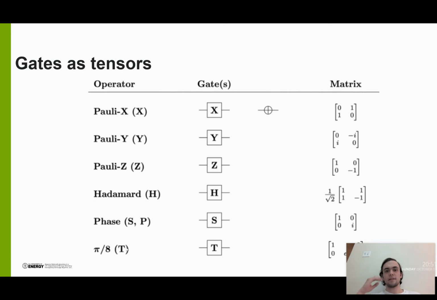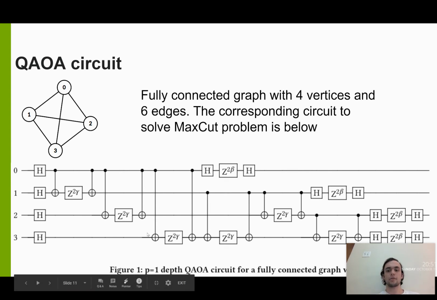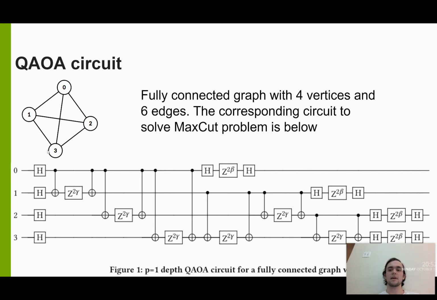So how do we represent gates as tensors? This is quite simple. Let me show how QAOA looks in this representation. This is a simple QAOA circuit that has only 4 nodes, 4 qubits.